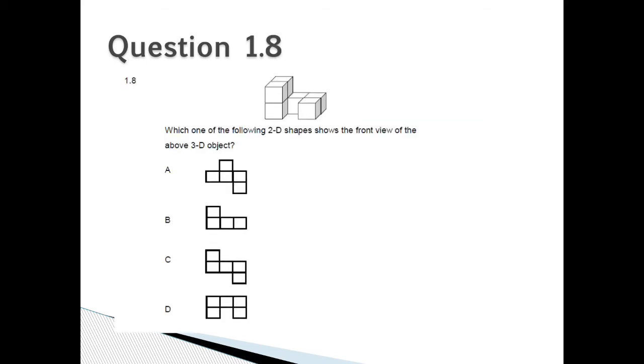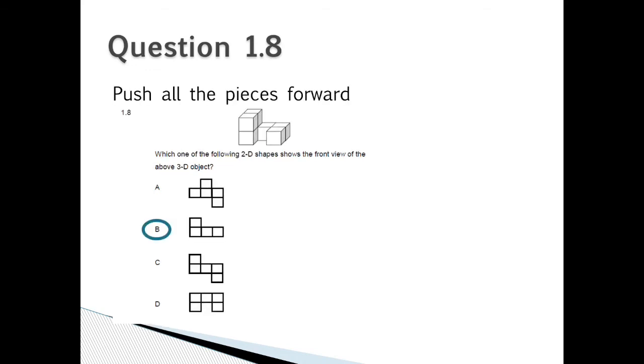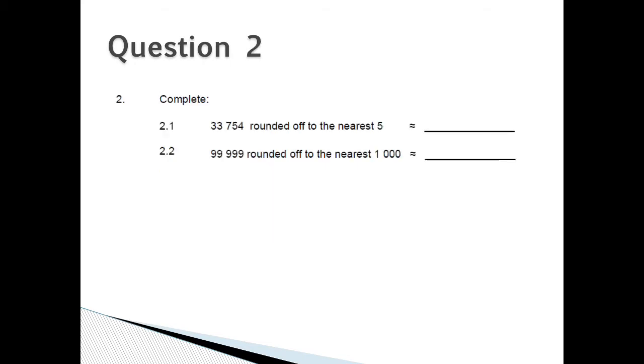Which one of the following 2D shapes shows the front view of the above 3D object? Is it A, B, C, or D? A trick that you can use is to push all the pieces forward. So in this case, your answer is going to be B. Complete 33,754 rounded off to the nearest 5 and 99,999 rounded off to the nearest 1,000.